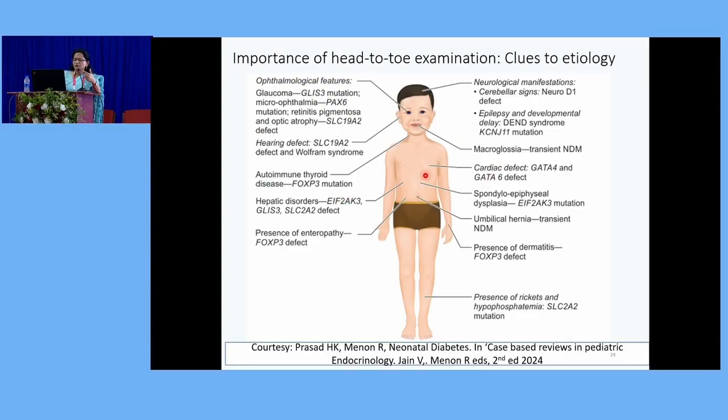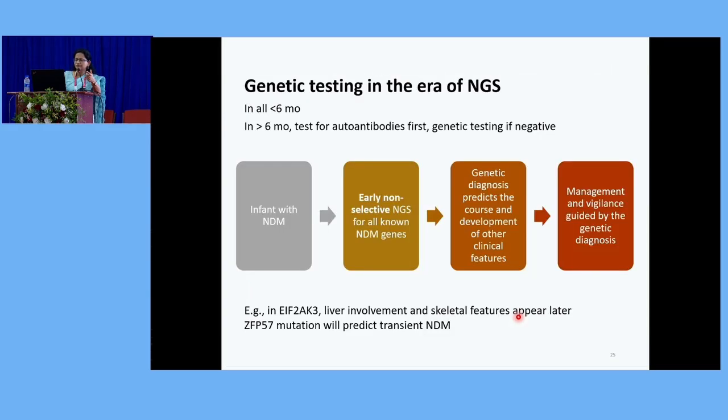For example, if you look at the umbilical hernia or exomphalos, it could indicate transient neonatal diabetes. Macroglossia indicates transient neonatal diabetes. Then autoimmune thyroid disease could be because of FOXP3 mutation. Rickets and hypophosphatemia should tell you that it could be Fanconi-Bickel.